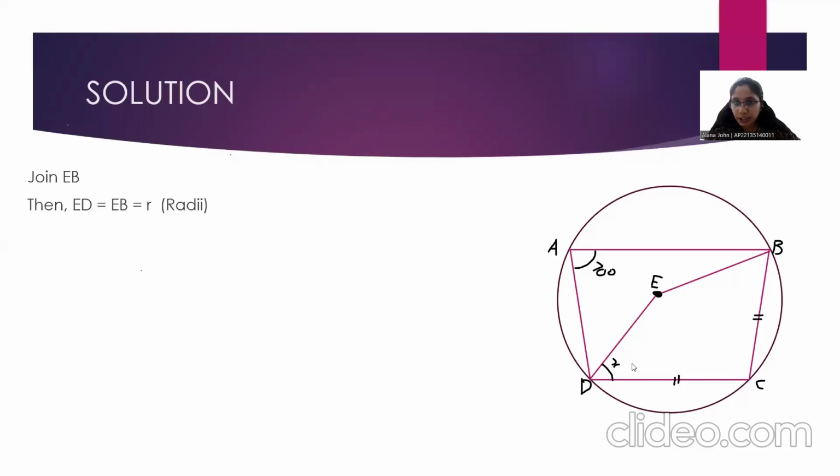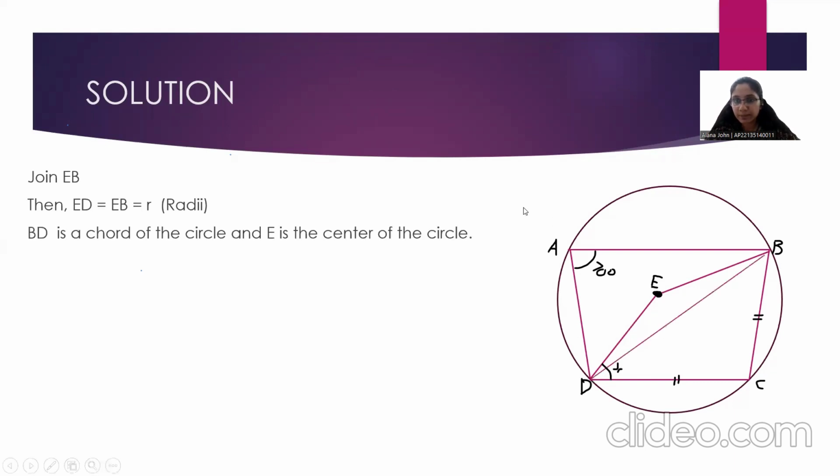Now I am joining this point B to the point D. I'm joining B to D. See here BD. Then BD will be a chord of the circle, right? BD is a chord of the circle. And E is the center. Then what we can say here, can you see any theorem? Can you visualize any theorem after joining BD?